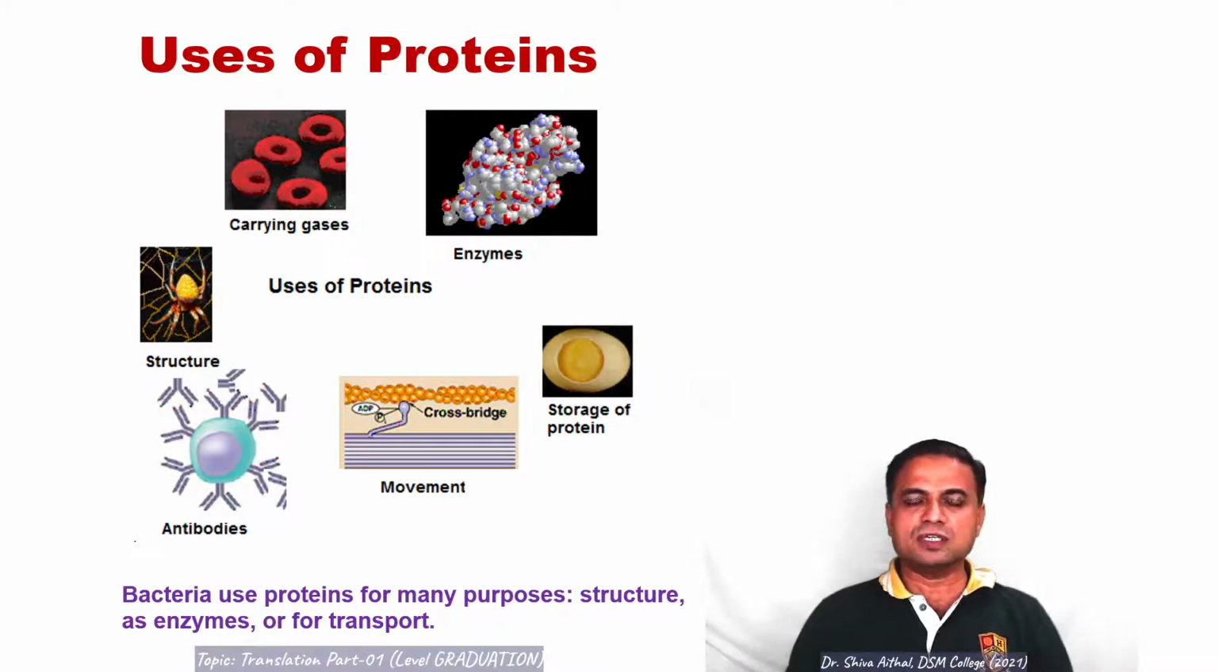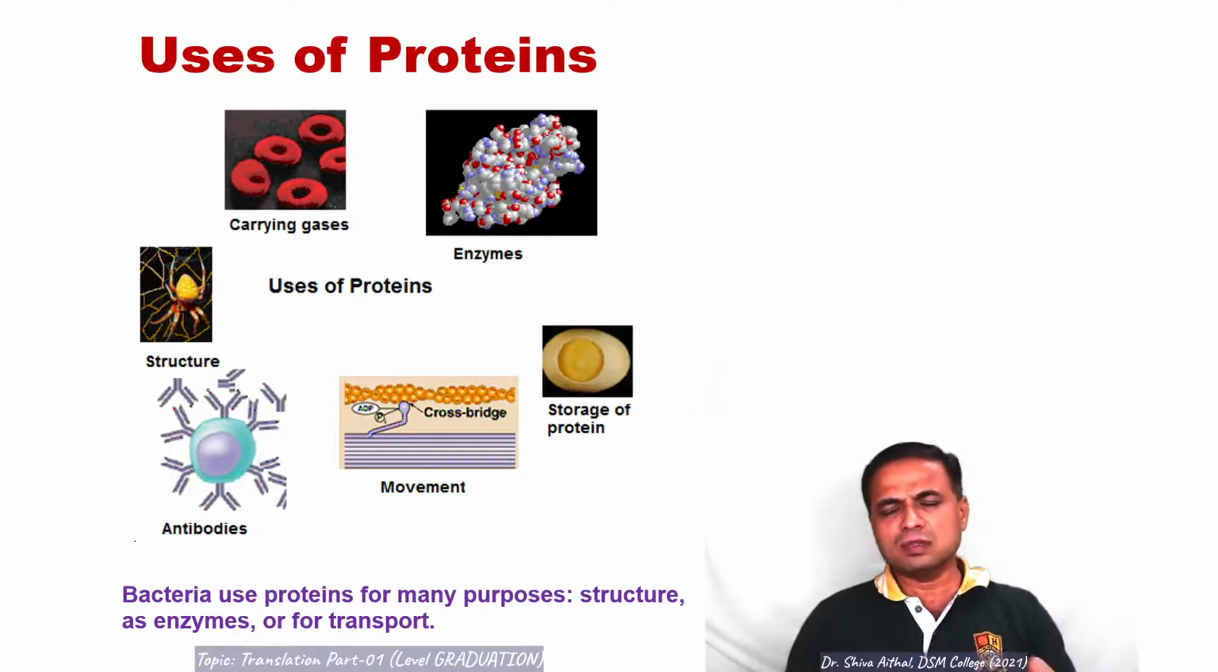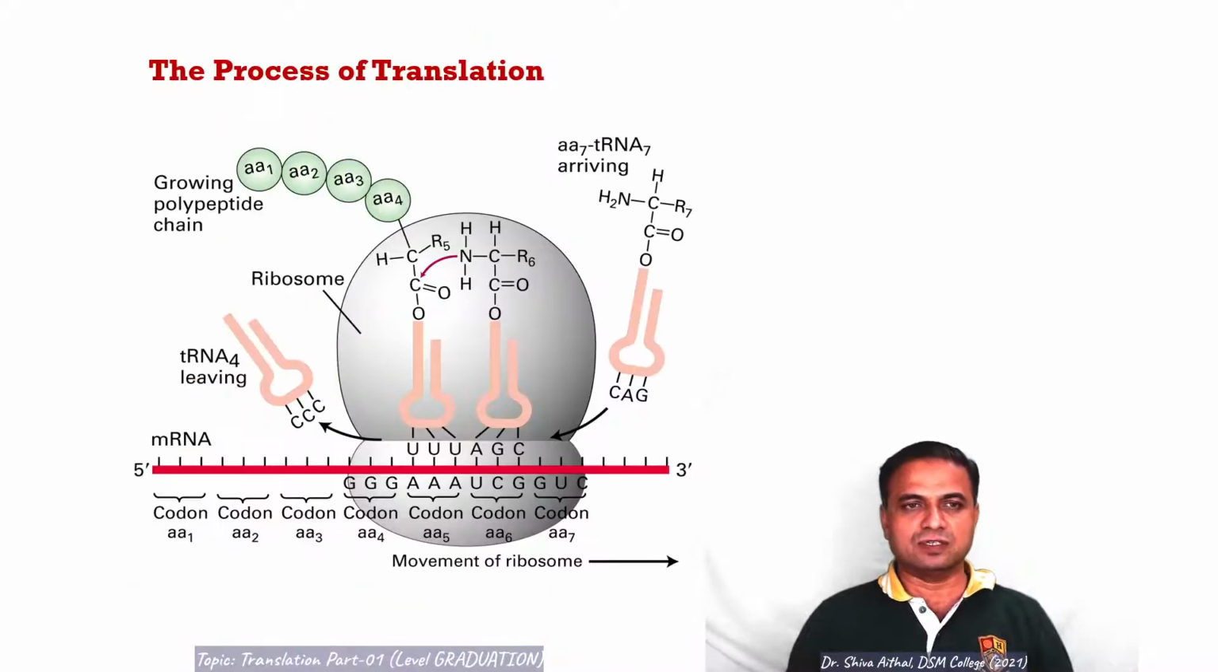In eukaryotic cells, in humans, carrying gases, hemoglobin, an iron containing protein, is responsible for carrying oxygen. So transport of gases, enzymes, then structures, the spider web, you know, that is a protein, and formation of structures, antibodies, defense mechanism, then storage of protein, movement of protein. All these life governing processes are mediated by proteins, and that is the significance of protein synthesis.